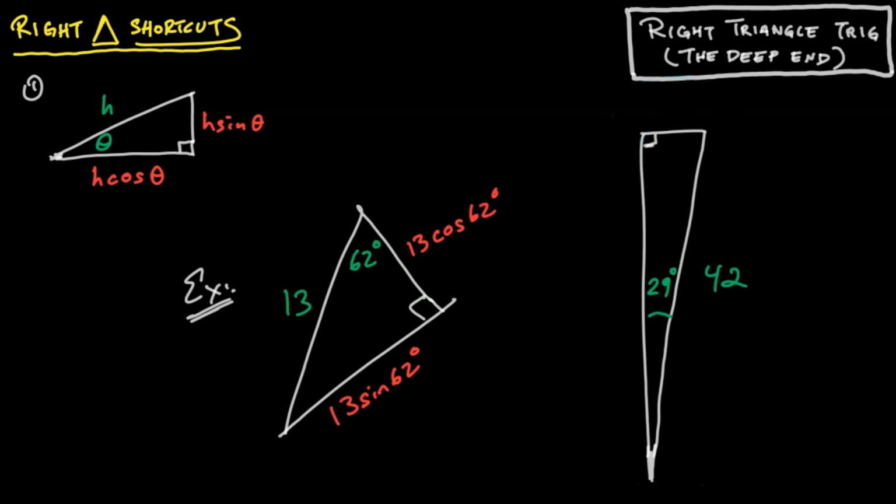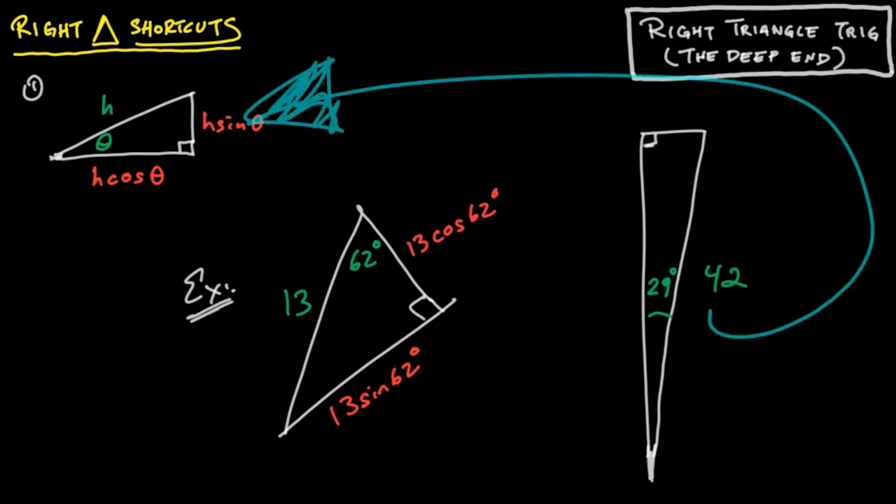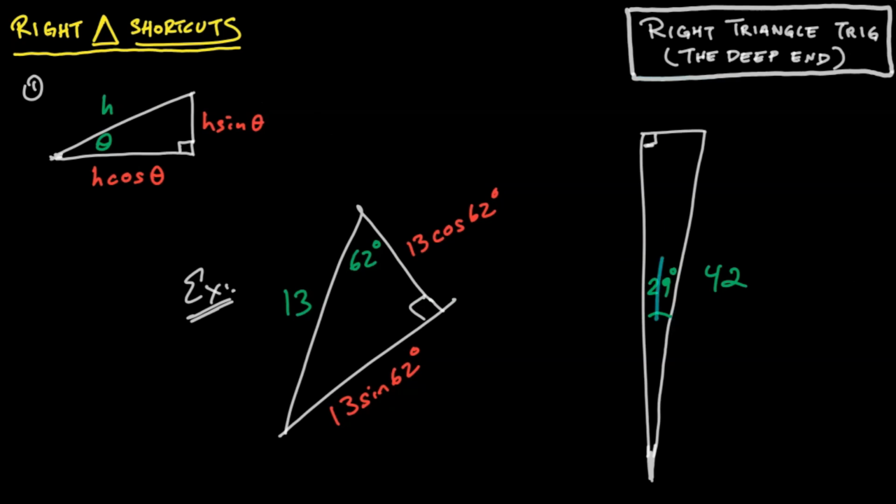Here is a right triangle with a known hypotenuse of 42 and an acute angle of 29 degrees. How long are the two legs of this triangle? Well, this triangle matches the situation of our shortcut picture. The side opposite the 29 degree angle is going to be the hypotenuse times the sine of that angle. So in this case, 42 times the sine of 29 degrees.